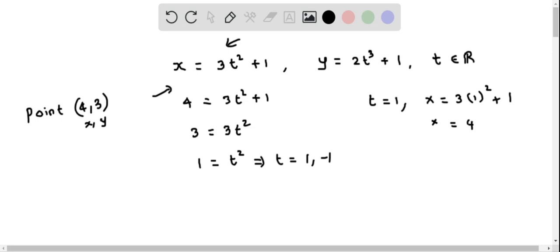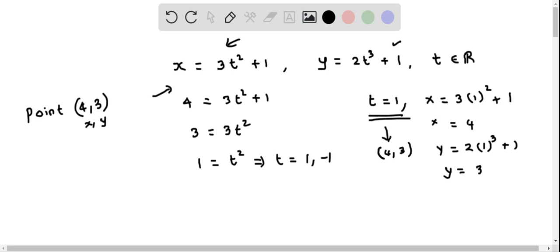And let's also replace t by 1 into this equation, and when we do that, we get y equals 2 times 1 cubed plus 1, and this equals 1 cubed is 1, 2 times 1 is 2 plus 1 is 3, so we get y equals 3. So therefore, when t equals 1, the corresponding point is (4, 3).